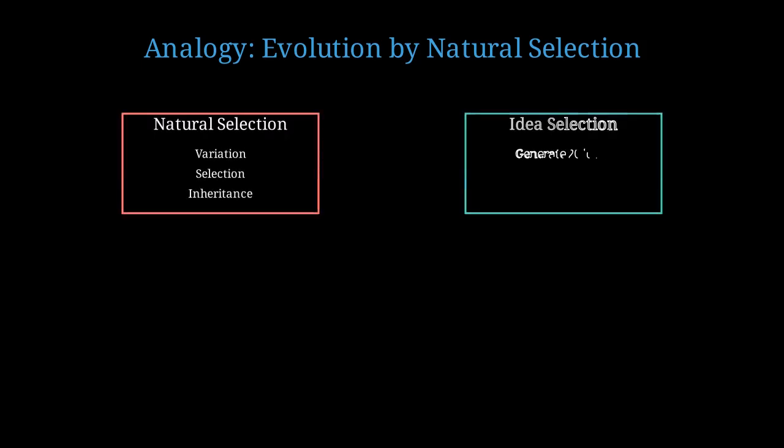This system is essentially artificial selection for ideas, analogous to evolution by natural selection. In natural selection, we have variation, selection pressure, and inheritance. In our system, we have idea generation as variation, scoring as selection pressure, and pattern extraction as inheritance. The fittest ideas survive and propagate their characteristics to the next generation.